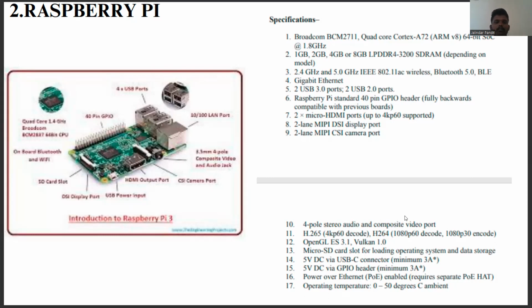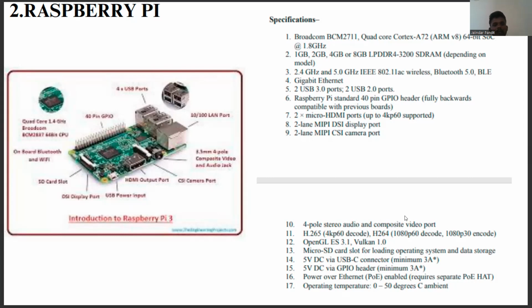So video and sound: it supports 4K display and can decode H.265 video. It also has a 3.5 mm audio jack for stereo audio output as well as composite video output. So camera: it has a camera serial interface CSI port that allows you to connect the Raspberry Pi camera module for taking pictures and recording video.